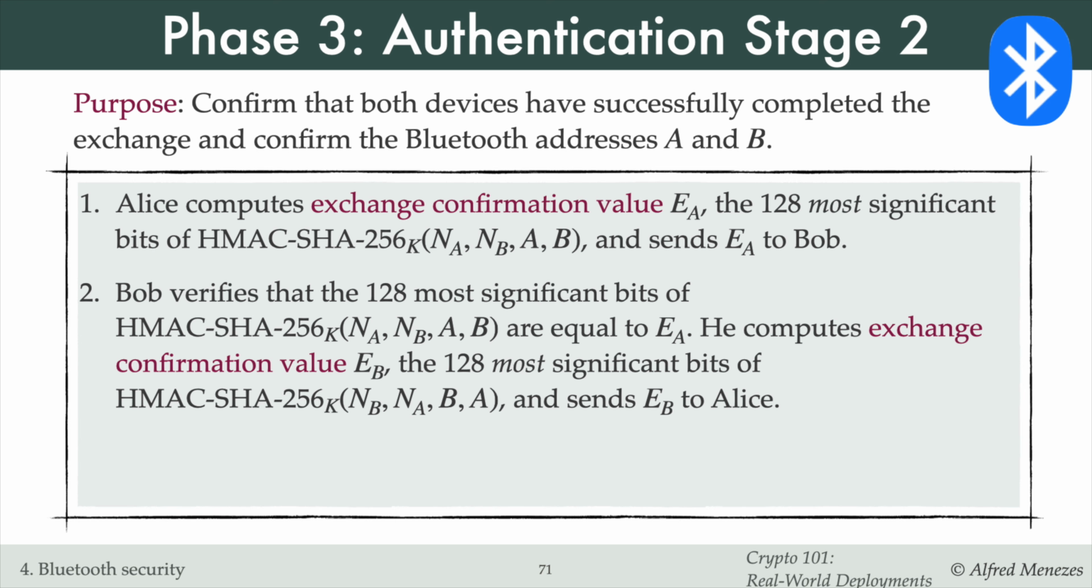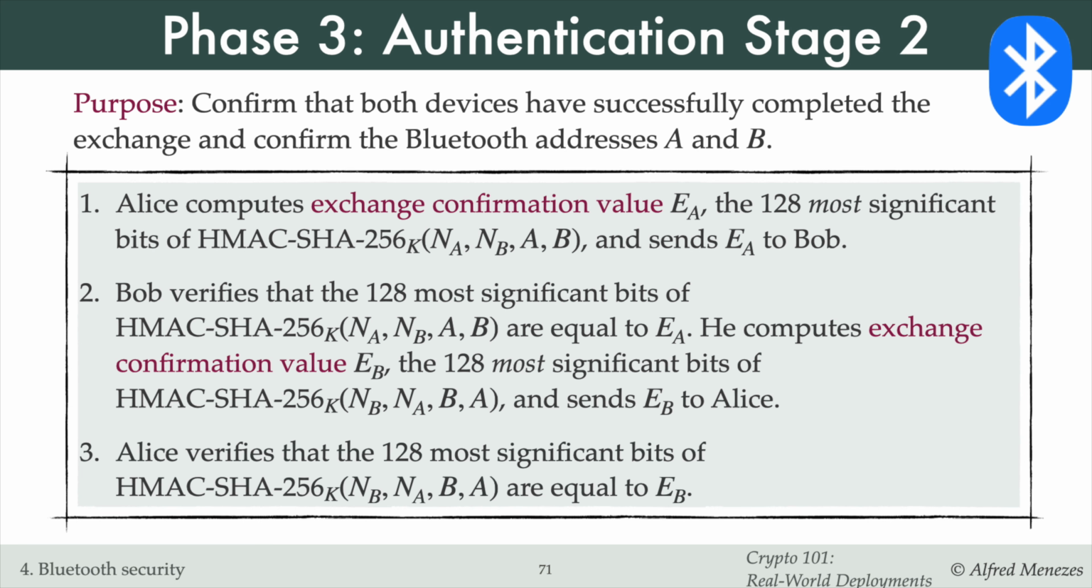Bob independently computes the same HMAC tag using K as key and compares the left half with the received EA. If they match, then Bob proceeds with the pairing, otherwise he rejects it. Next, Bob computes his own exchange confirmation value EB, which is the left half of the HMAC tag, but this time using the nonces and Bluetooth addresses in reverse order. Bob sends EB to Alice. Alice in turn computes the corresponding HMAC tag and checks whether the left half matches EB. If not, she rejects the pairing.